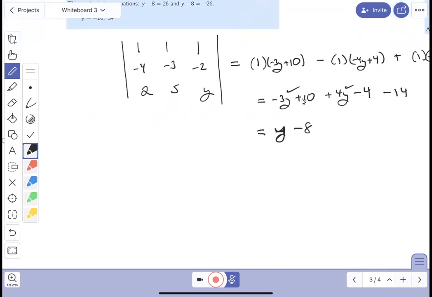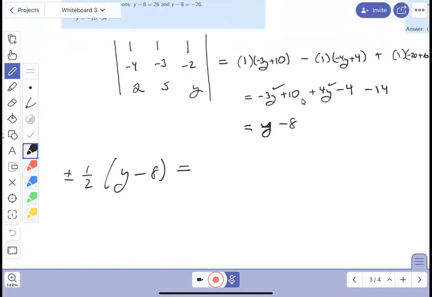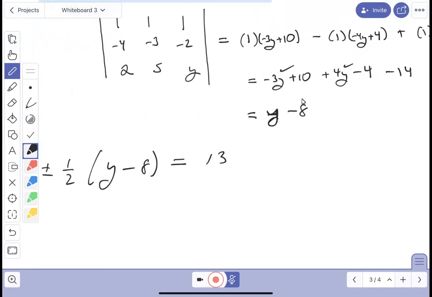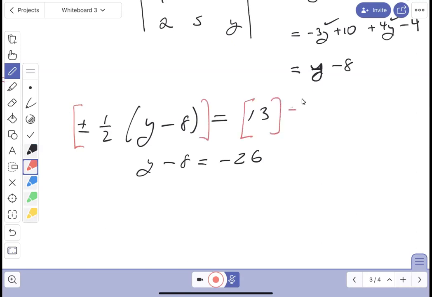All right. I want the area. And what's the area going to be? Well, it's going to be plus or minus 1/2 times that determinant, which is y minus 8. All right. And what's the area? Well, I got to go back and read it. 13. All right, write this down, see if you can get it. I'm going to multiply both sides by plus or minus 2. And what would I get? Y minus 8 equals minus 26. Again, write that down for you. I'm multiplying both sides by plus or minus 2.